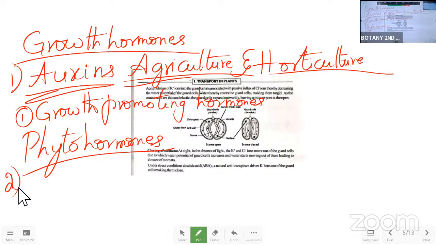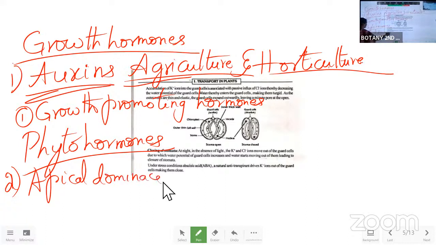Otherwise, the very first one, we can say the apical dominance. What is meant by apical dominance? It suppresses the other hormones which promote the lateral growth in the plant body and makes the apical bud always dominant. That is called the apical dominance. That means linear growth of the plant body can be seen, rather than promoting the branch formation.